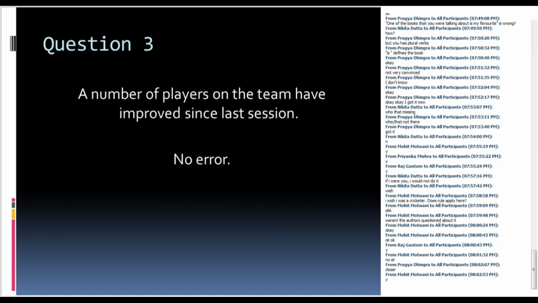A number of players on the team have. A number is plural. A number of players on the team have improved since last session. So there is no error here. Number 4.